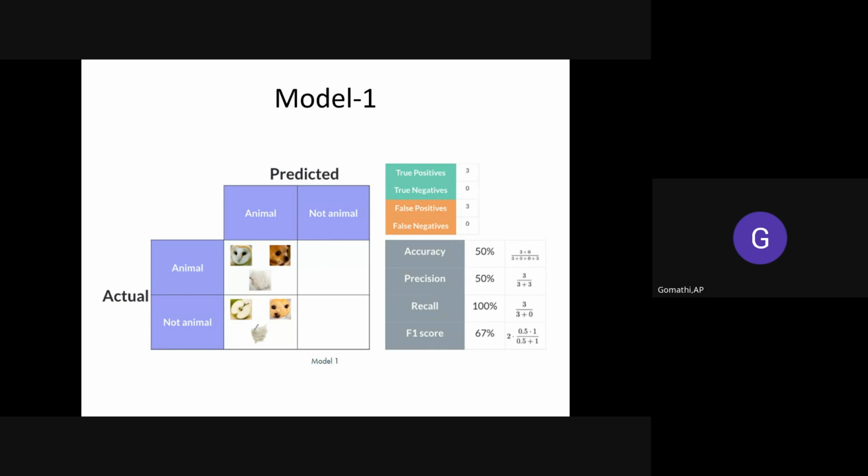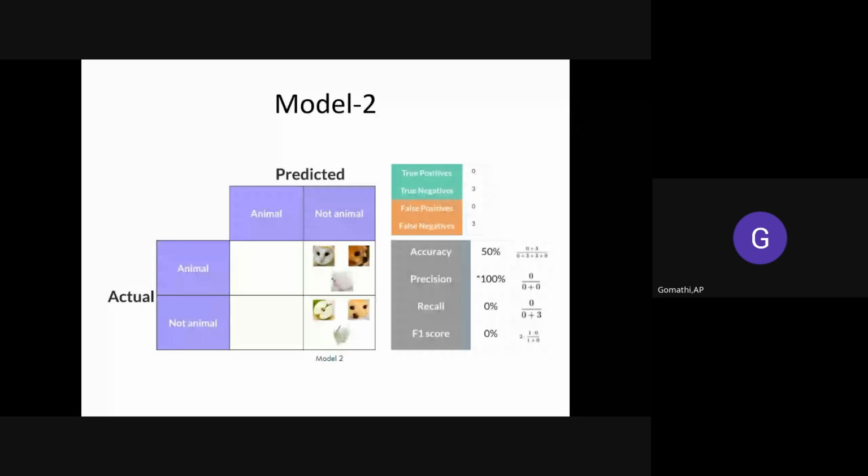Here, the F1 score is calculated based on the precision and the recall, so we take some value of that precision and recall, and the average of the values becomes the F1 score.